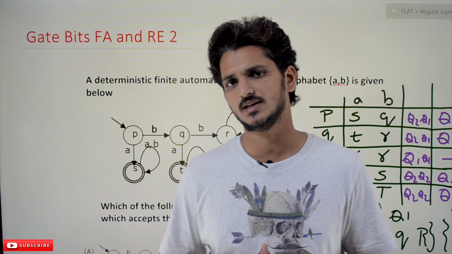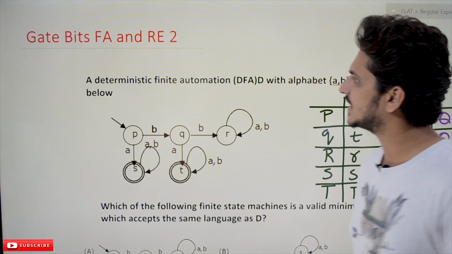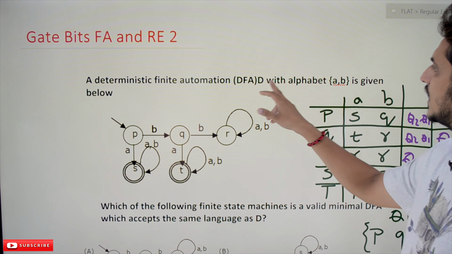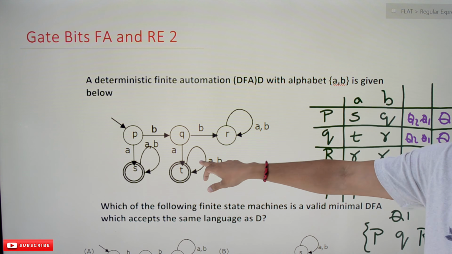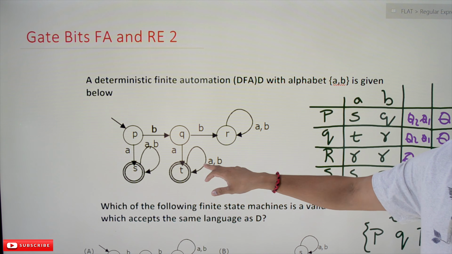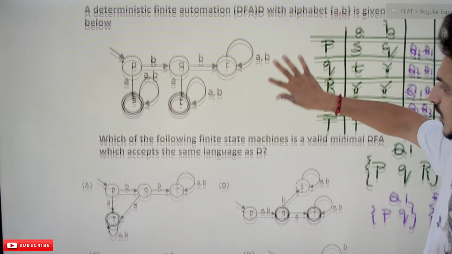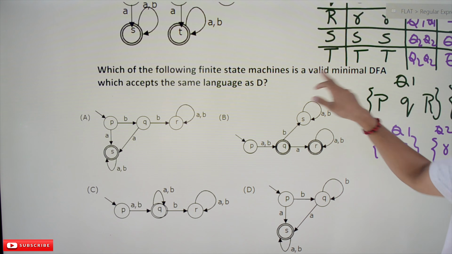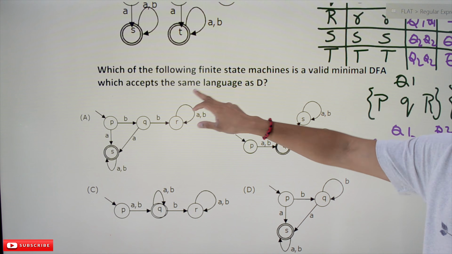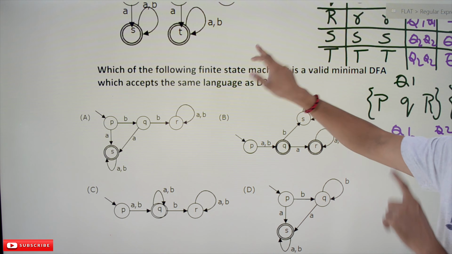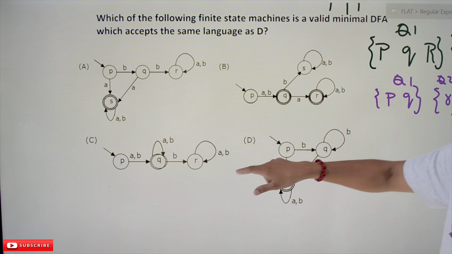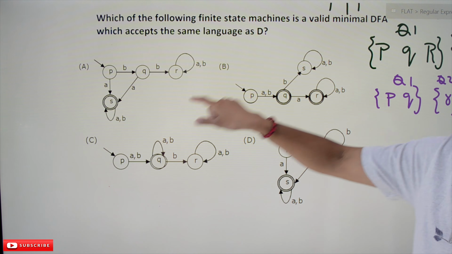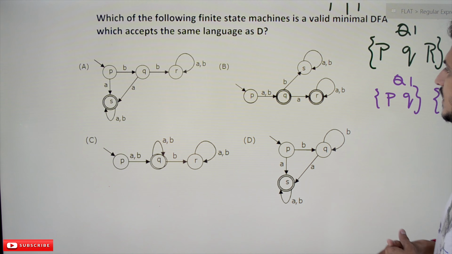Coming to today's class, let's take the example. This is our example. A deterministic finite automata DFA D with alphabet {A, B} is given below. This is the DFA they have given. They are asking to find which of the following finite state machines is a valid minimal DFA which accepts the same language as D. So we need to find which of these. They have given 4 diagrams. Out of this, which one is the minimal DFA? That is what they are trying to ask.